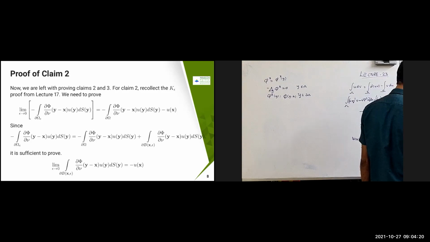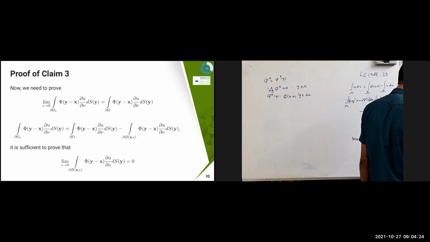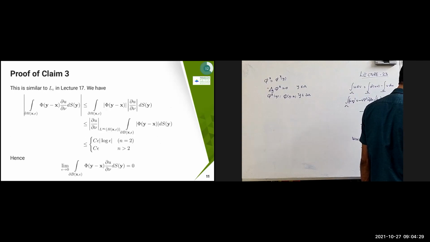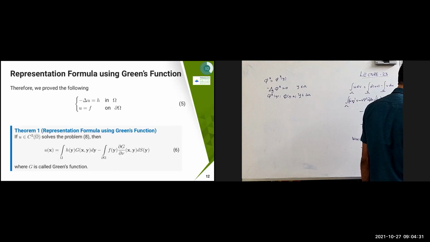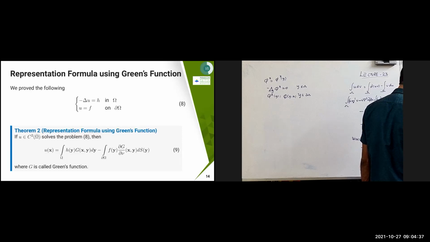Using which we are going to say that it satisfies the u x problem. We will prove this claim right now, straight away. Using that, we are going to prove something called the Poisson kernel. Let me show you.